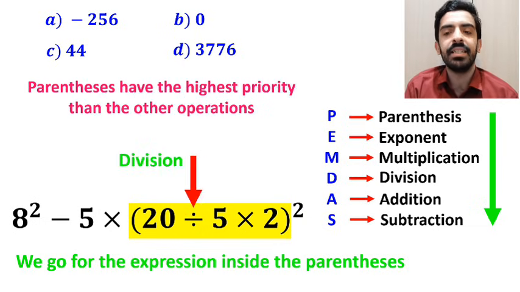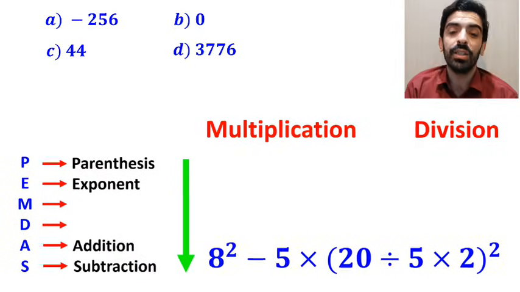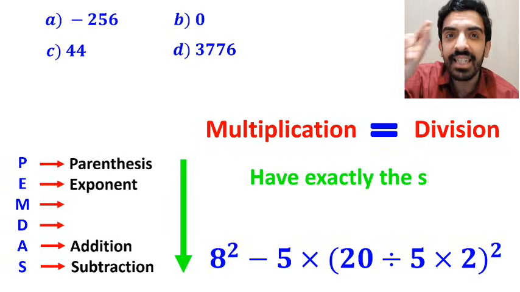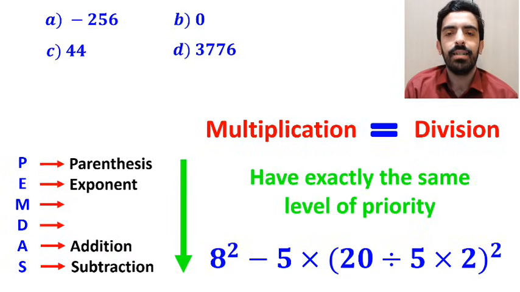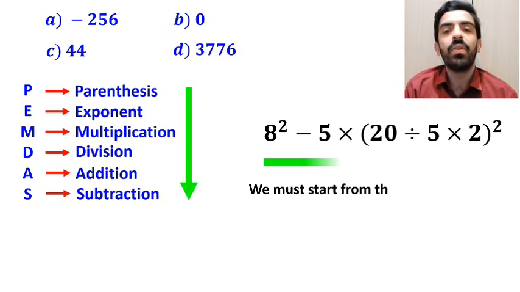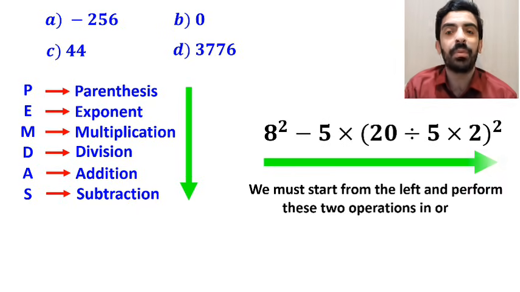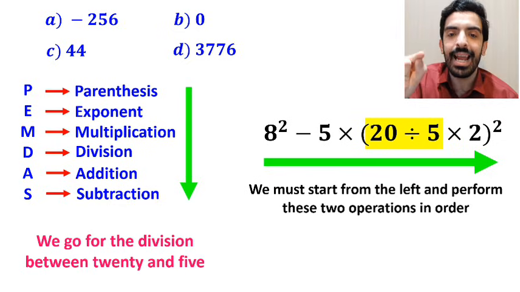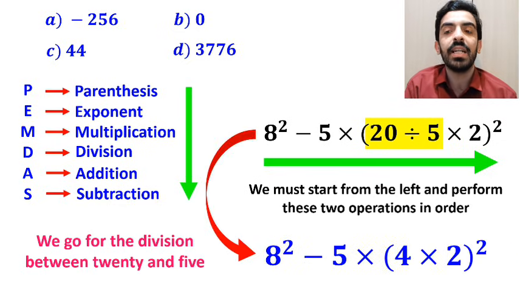And inside the parentheses, first we have a division sign and then a multiplication sign. It's very important to note that multiplication and division have exactly the same level of priority. In this situation, we must start from the left and perform these two operations in order. So, first we go for the division between 20 and 5, and write this expression as 8 squared minus 5 multiplied by (4 times 2) all squared.